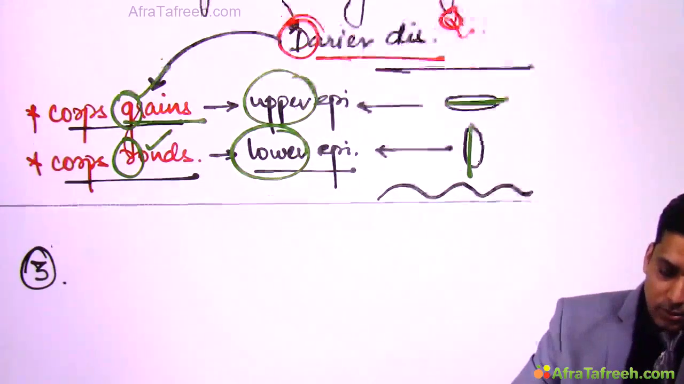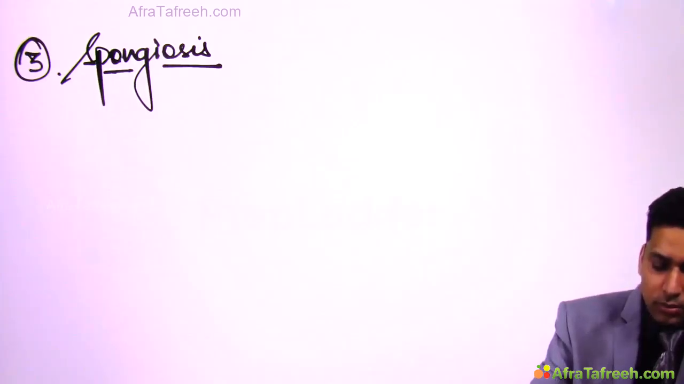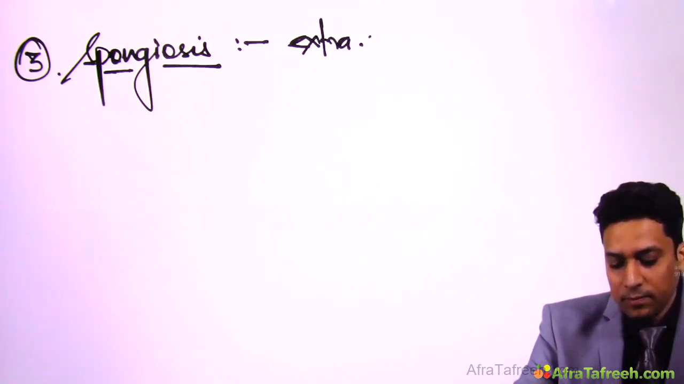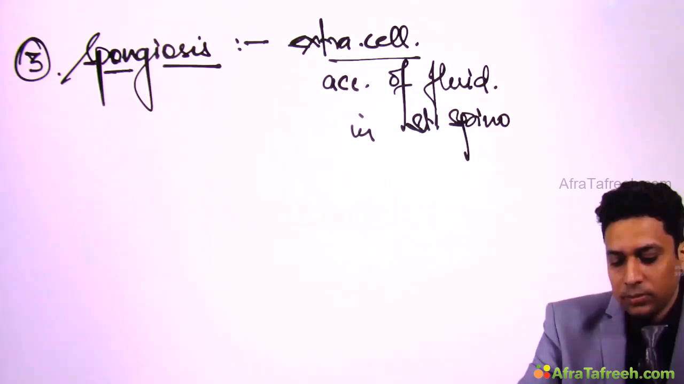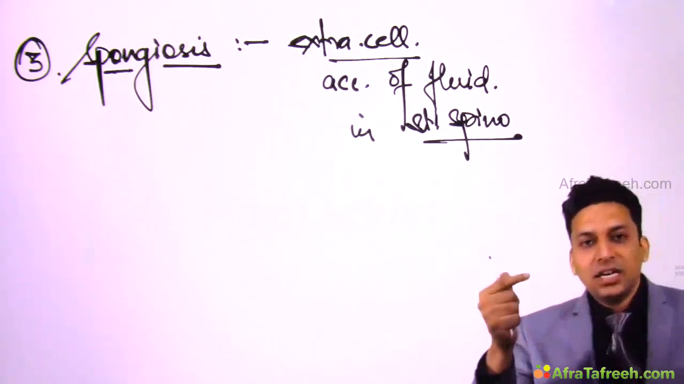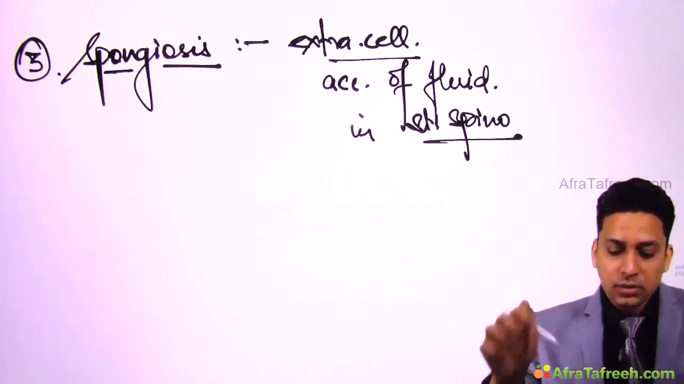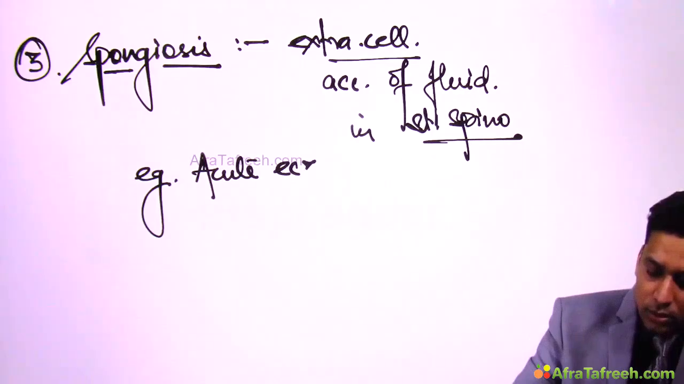And third is spongiosis. Spongiosis is extracellular accumulation of fluid in stratum spinosum. So extracellular accumulation of fluid in stratum spinosum, this is known as spongiosis. This is seen in acute eczema.